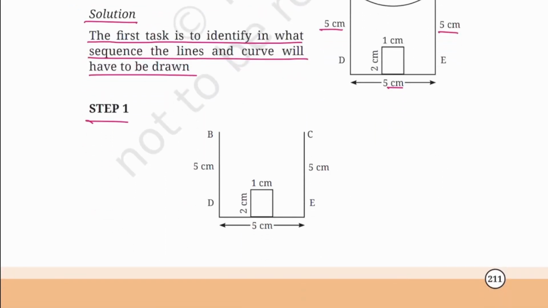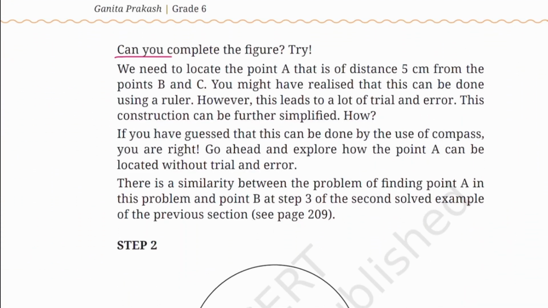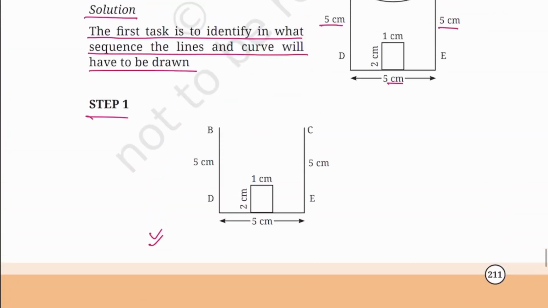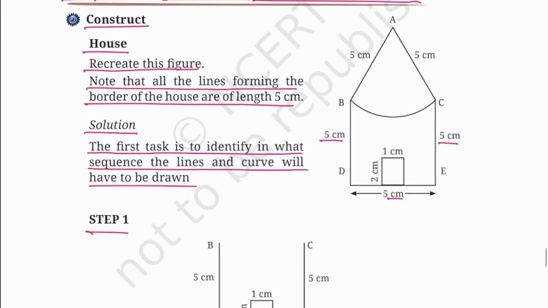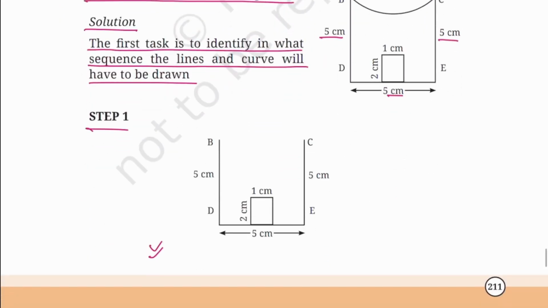Step 1. You can draw this figure. Can you complete the figure? Try. After drawing the figure using a ruler, you have to locate the point A such that you can draw an arc like this. Note that point A is equidistant from B and C.